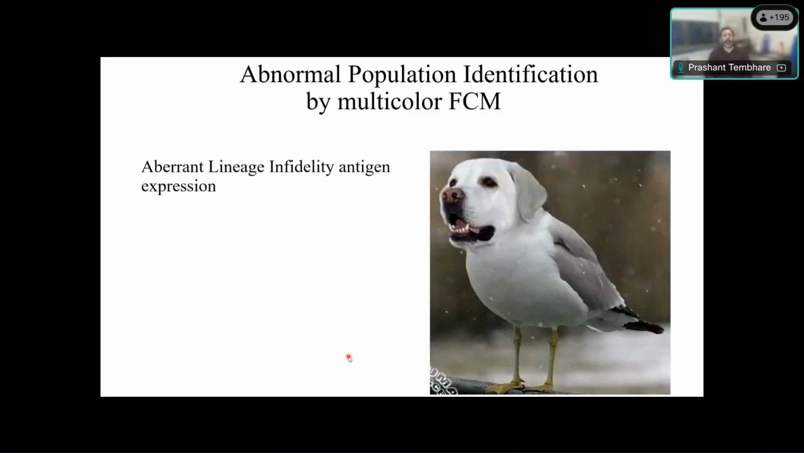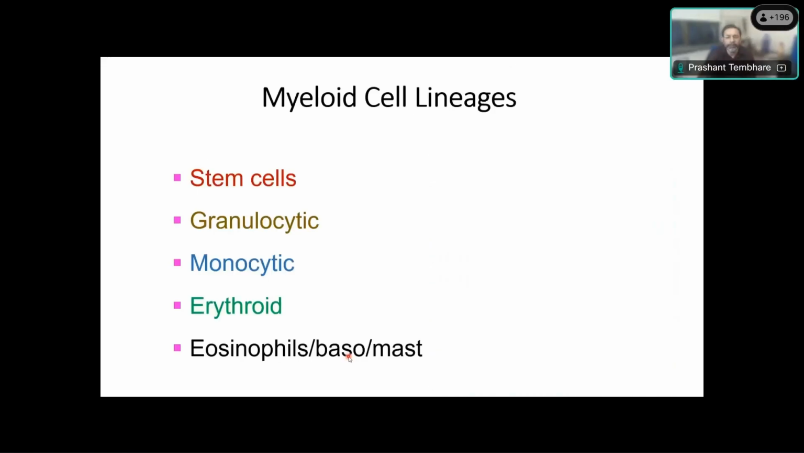And lineage aberrant expression means some antigen which is not supposed to be there. For example, a T cell antigen like CD7 or CD19, which is a B cell antigen, is expressed in the myeloid lineage, which is also considered aberrant expression. Or CD56, which is an NK cell antigen, is expressed on the myeloid cell. So here in this picture, like a dog face on a pigeon, the completely unexpected antigen expression from one lineage to another lineage is also considered abnormal.